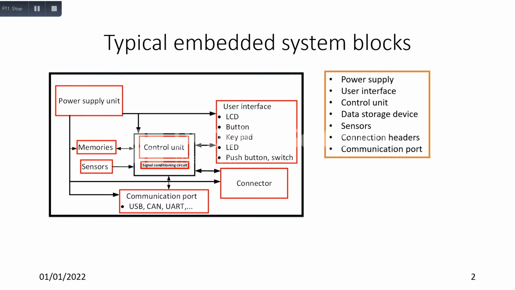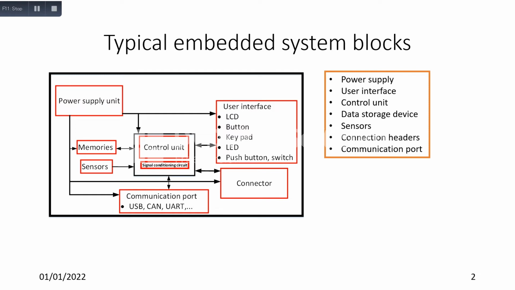Another unit is the control unit. This unit is the brain of the embedded system. Another unit which can be found in a typical embedded system is the data storage device. This device is used to store data in permanent or temporary form. Sensors. Sensors are devices that convert physical stimuli such as heat, light, sound, pressure, temperature, and so on to an electrical signal.